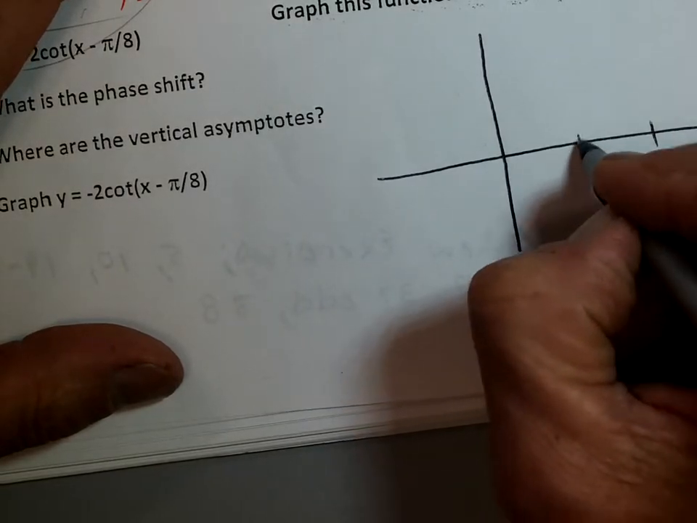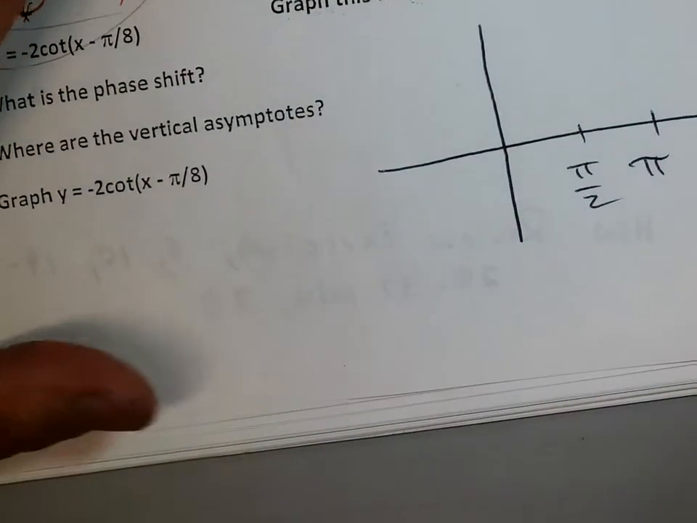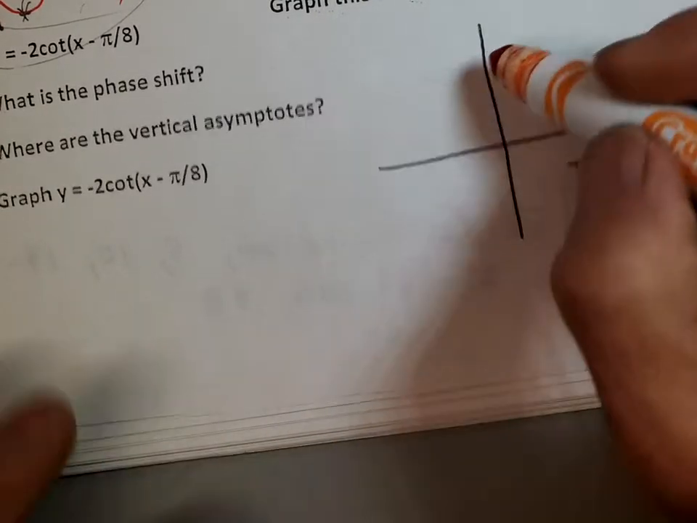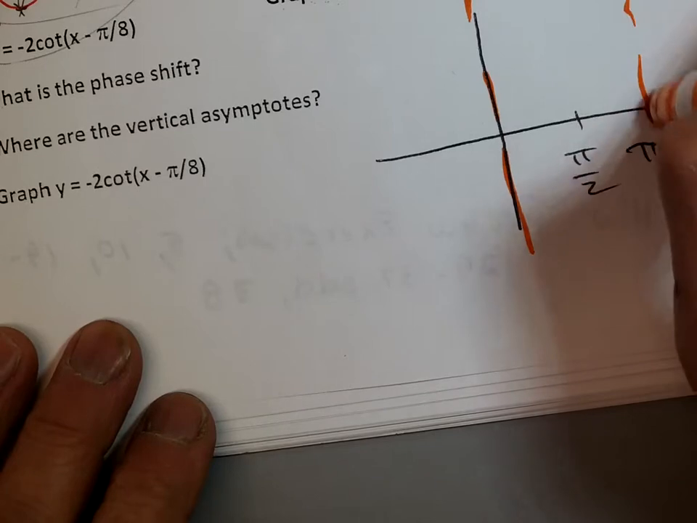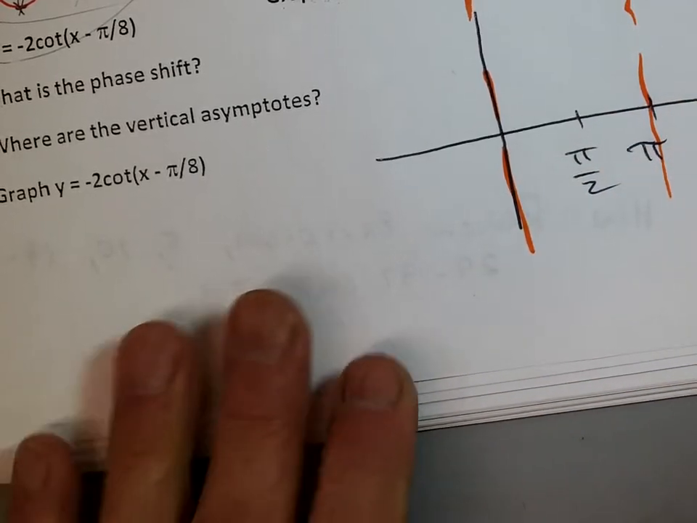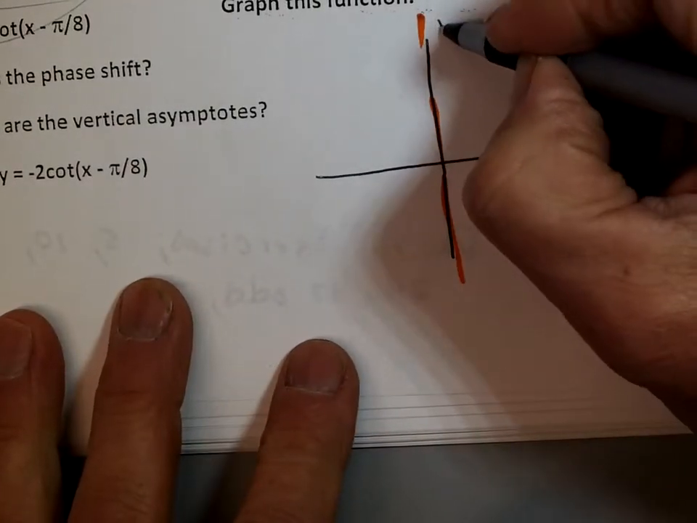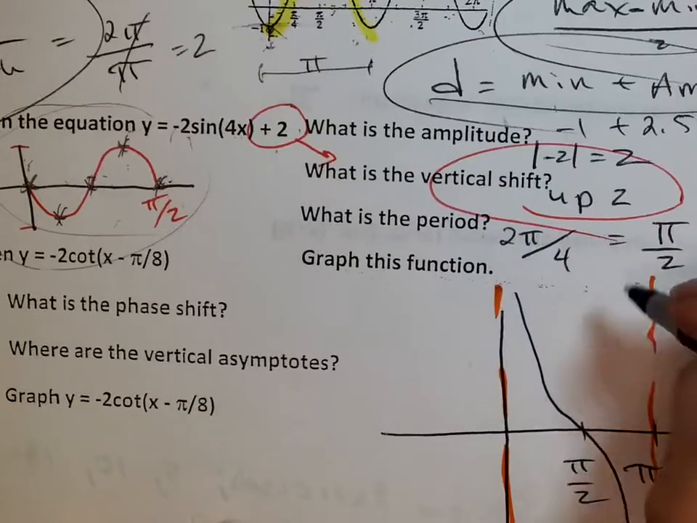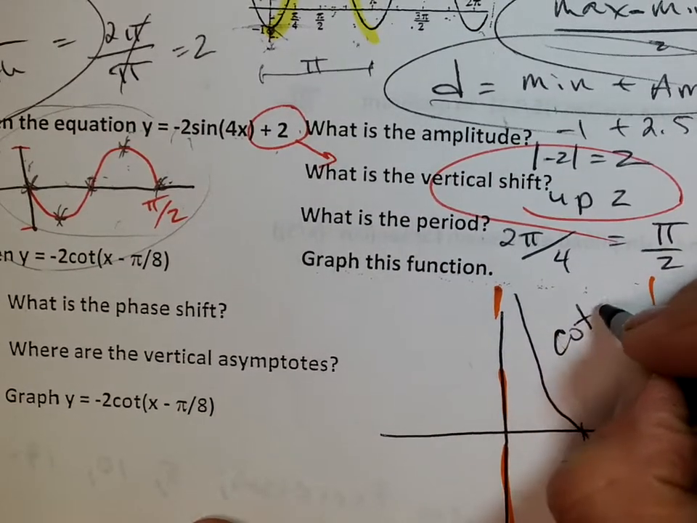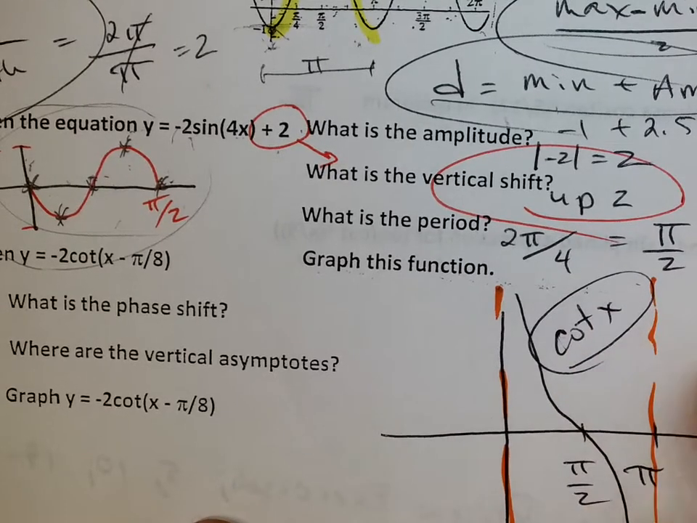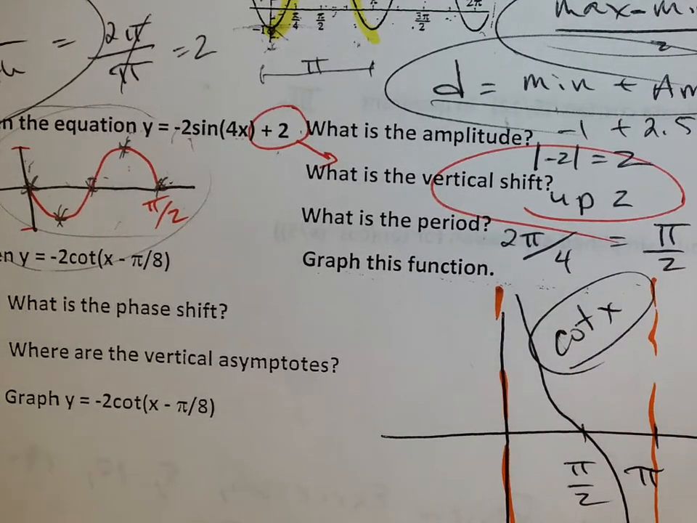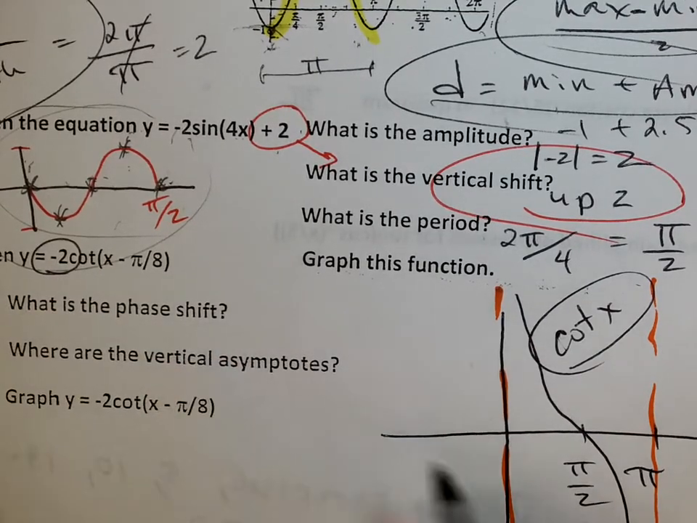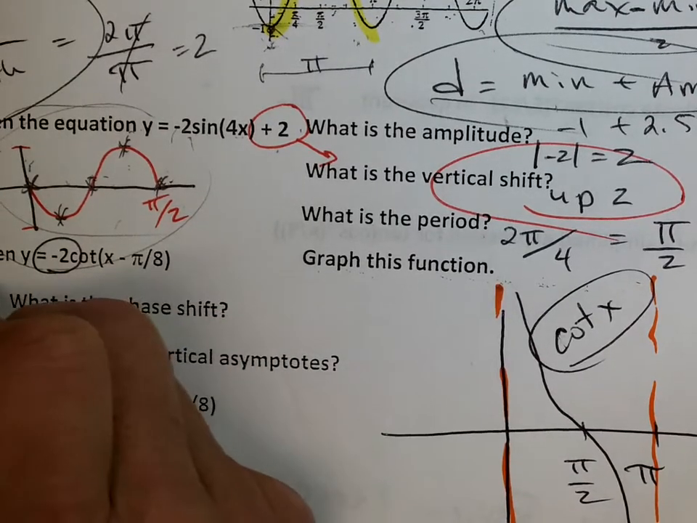Pi halves, and a cotangent curve looks like asymptote, and a cotangent curve looks like this. This is a cotangent curve, okay? That is a standard cotangent of x. What we want to do then is take our cotangent and make it upside down.